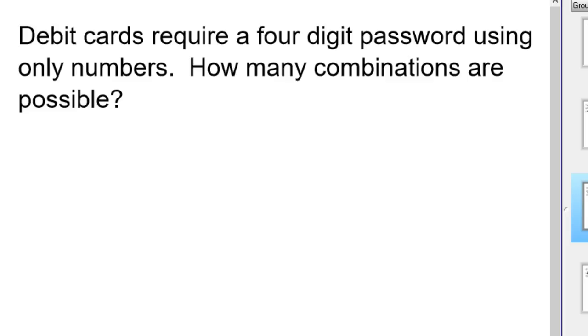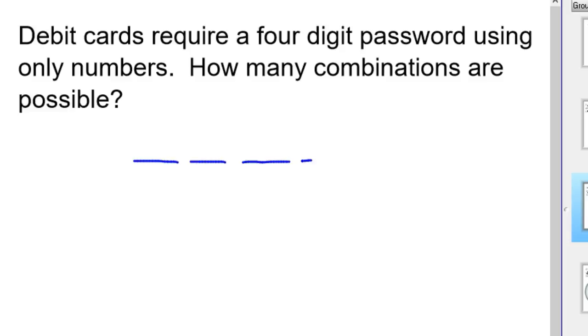Okay, how about debit cards? Debit cards require a 4-digit passcode using only numbers. How many combinations are possible? Again, stop the video and try to solve it. Here, I like to just look at this as slots to fill.